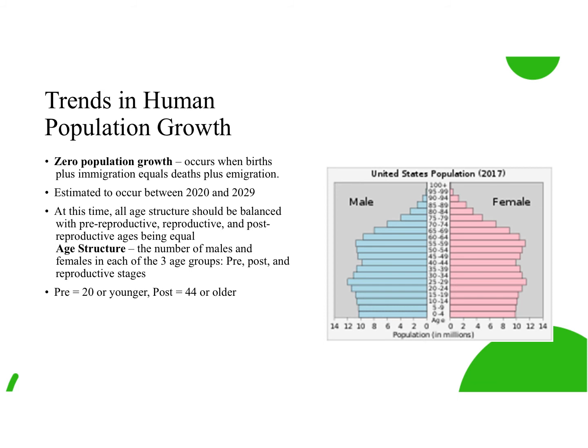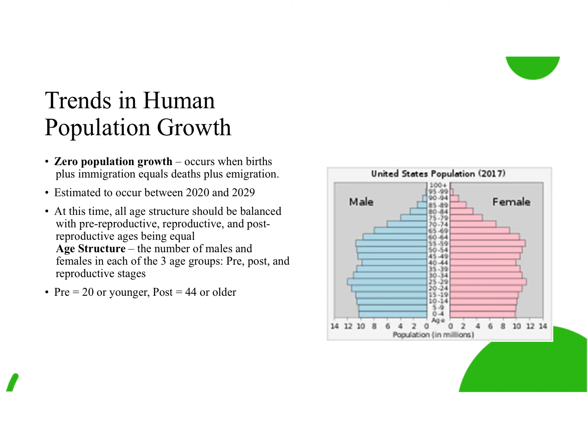So for some trends in human population growth, we could look for something called zero population growth. Okay, so we're not growing, but we're not shrinking. This occurs when birth plus immigration equals death plus emigration. We think this is going to happen sometime between 2020 and 2029. So sometime this decade the number of people on this planet just stays the same. So it's not going up or going down.